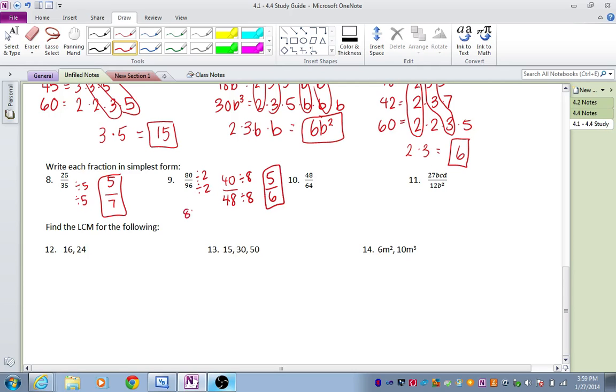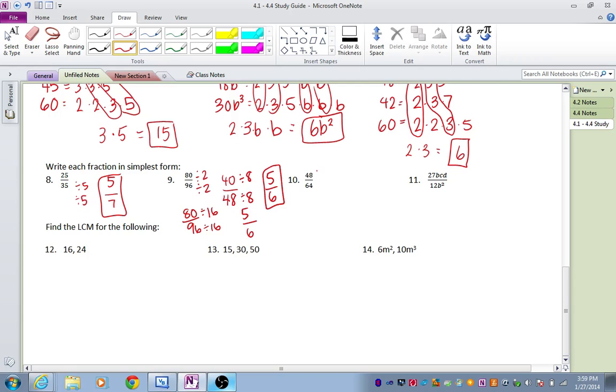If you had found the GCF, which is 16, you could have done it right away. 80 divided by 16 is 5. 96 divided by 16 is 6. So once again, you can divide by the GCF and do it in one step, or you can do it in pieces here. Divide by 2 and then divide by 8.